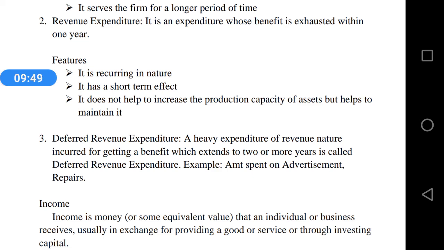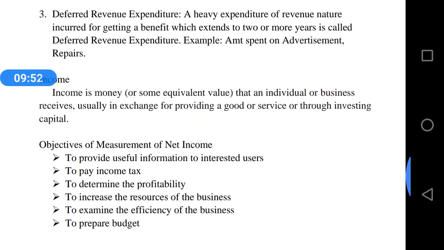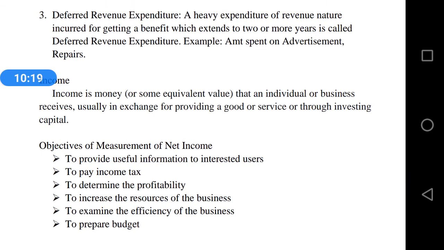Then what are the objectives of measurement of net income? Why do you need measurement of income? To provide useful information to interested users, and to pay income tax. Payment of income tax will depend upon the value of net income, right? And to determine the profitability of business, and to increase the resources of the business, to examine the efficiency of the business, and to prepare budget, and to plan the future activities of business. Okay, to fulfill these objectives, measurement of net income is necessary.